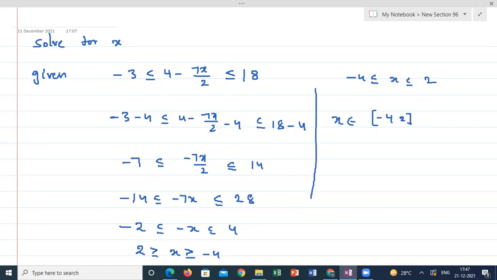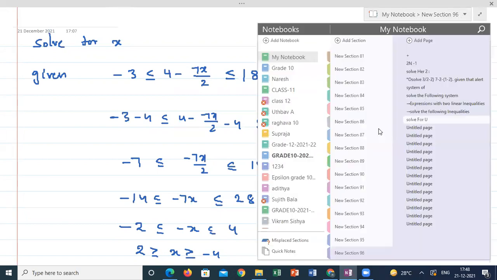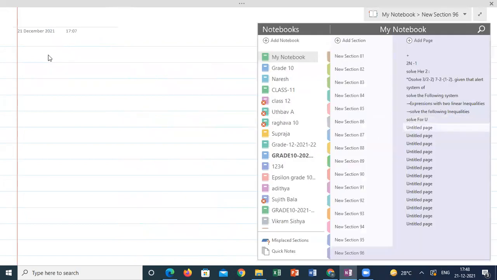Now we will move to the application level. Application level means with a single variable how to solve the word questions. Here they won't give any equations, so we have to frame the equation from the given situation. That is the next level of these inequalities. Still we are with one variable only. So I am starting with a question. Here the basic 7th or 8th standard word problems knowledge is enough to solve the questions.